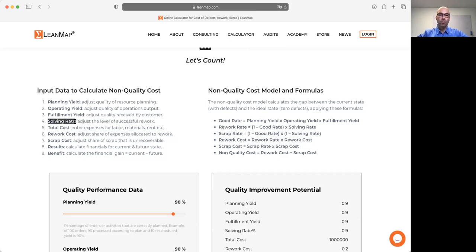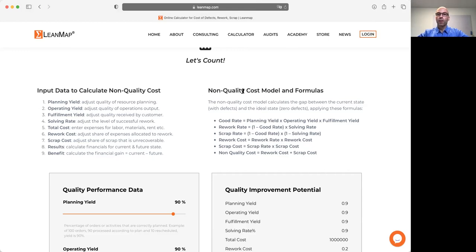Then we need to know the solving rate. For all the yield losses that we have, how effectively we are solving them. What's the total cost of our business unit, our department, division, or business unit? The rework cost, how much it costs to rework if something goes wrong. What is the scrap cost? And by entering those factors in the calculator, we are getting a result. We can simulate this before the improvement and after the improvement. And the delta between the two is the benefit that we could generate.